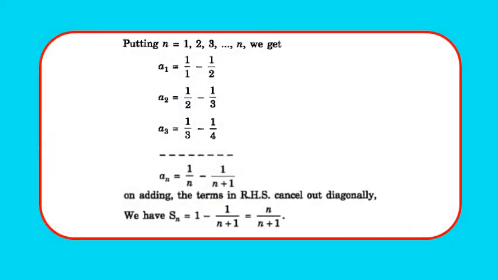So putting n equals 1, 2, 3 and so on, we get a1 equals 1 minus 1 upon 2, a2 equals 1 upon 2 minus 1 upon 3, a3 equals 1 upon 3 minus 1 upon 4 and so on. We get an equals 1 upon n minus 1 upon n plus 1. So adding the terms and cancelling out diagonally, we get Sn equals 1 minus 1 upon n plus 1, which is equal to n upon n plus 1, which is our required sum. Clear? So pause and note down the solution.